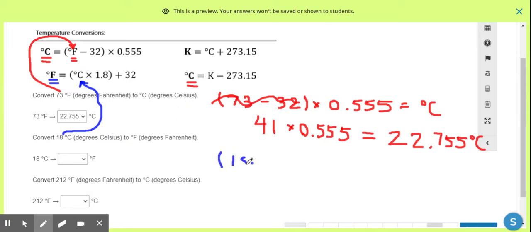So 18 times 1.8 plus 32. That should give me an answer in Fahrenheit.